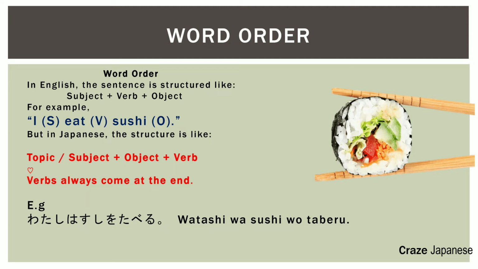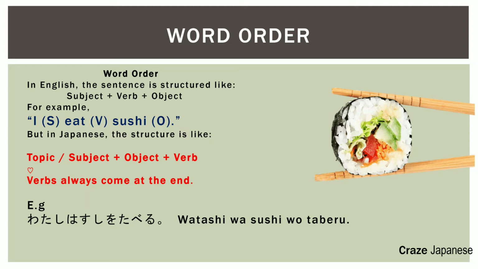In English it will be like I eat sushi. But in Japanese it will be watashi wa sushi wo taberu. Watashi means I, wa is a particle, sushi is the object, wo is again a particle, then taberu. Okay, I eat sushi. So in simple words, subject plus object plus verb.